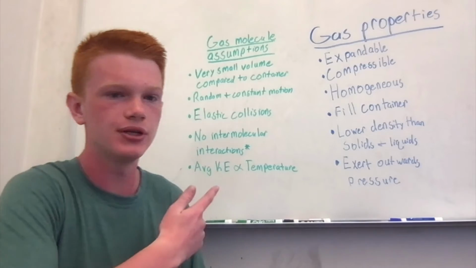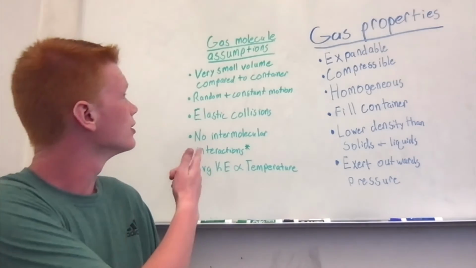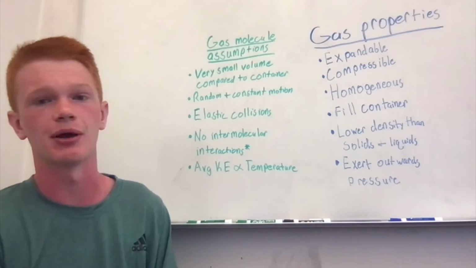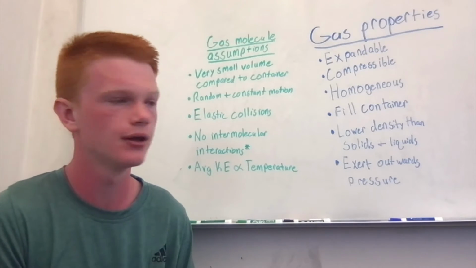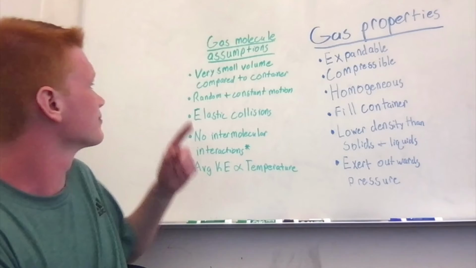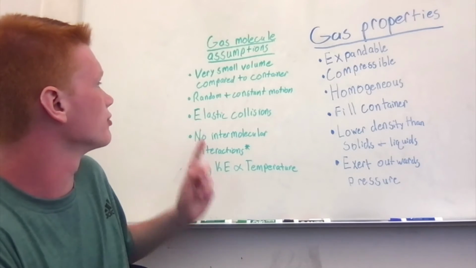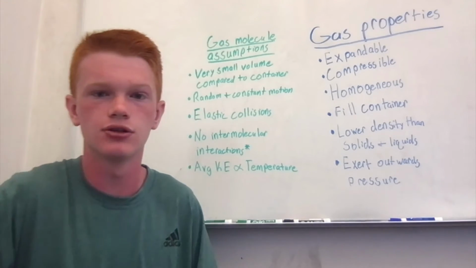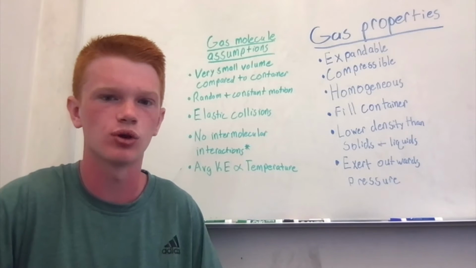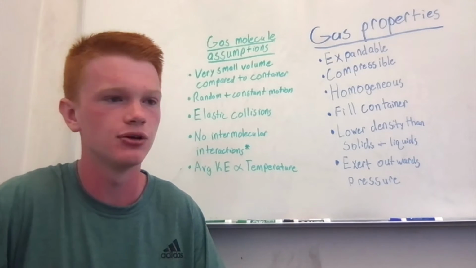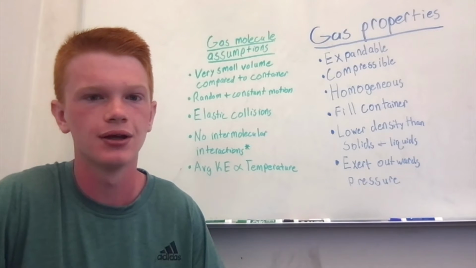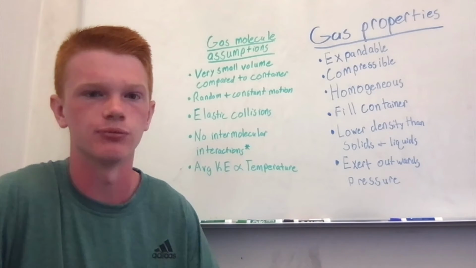And these properties lead to some assumptions we can make about gas molecules when we're applying kinetic molecular theory. For example, gas molecules have very small volume compared to the container. Individual gas molecules are so tiny because they equally spread out. You can kind of treat them as points. They won't have a whole lot of volume.